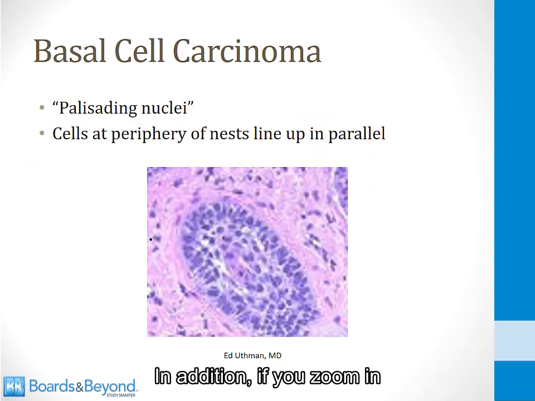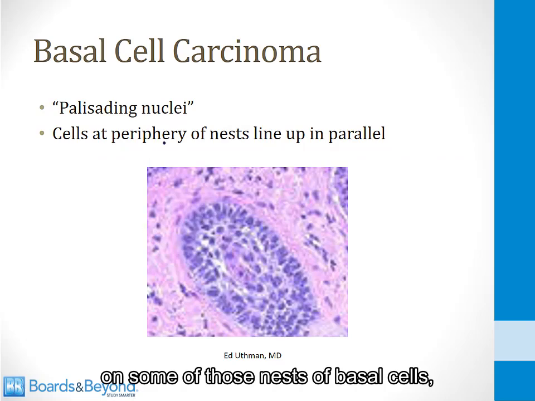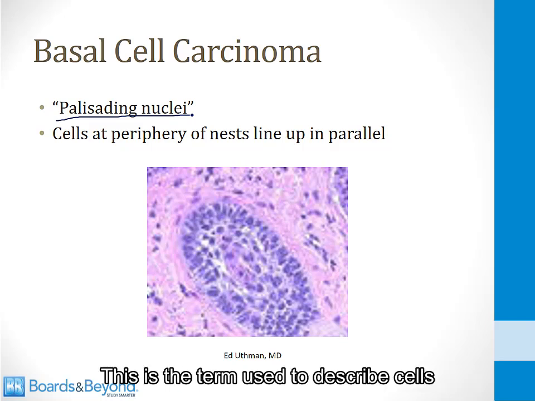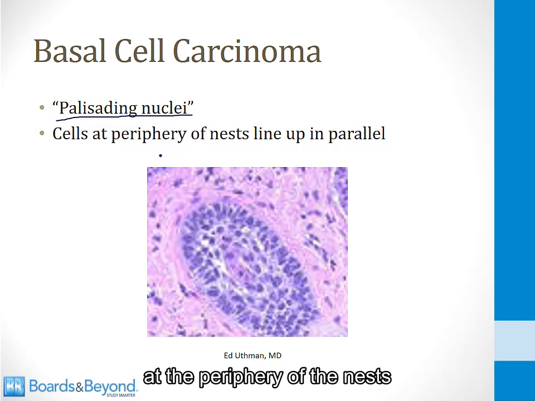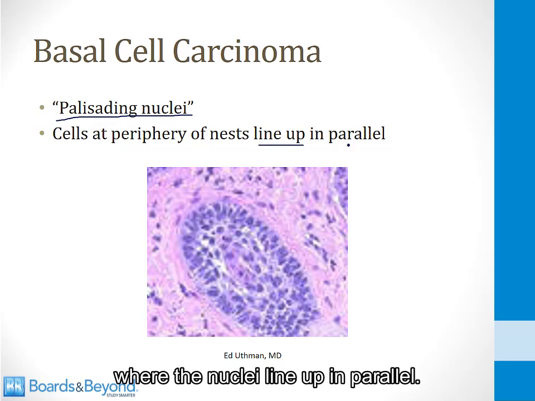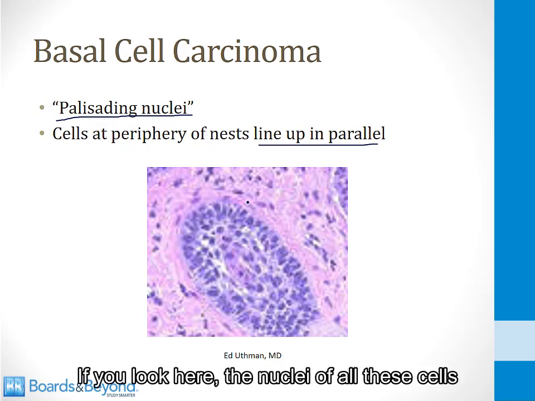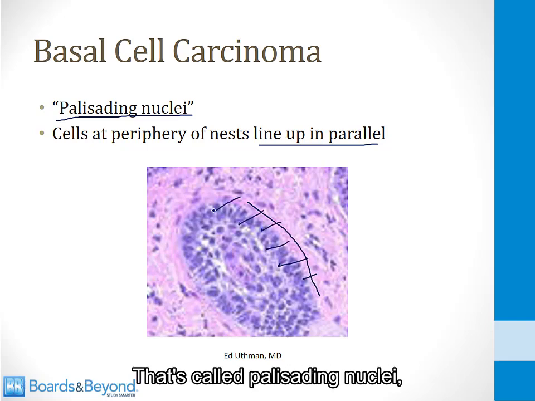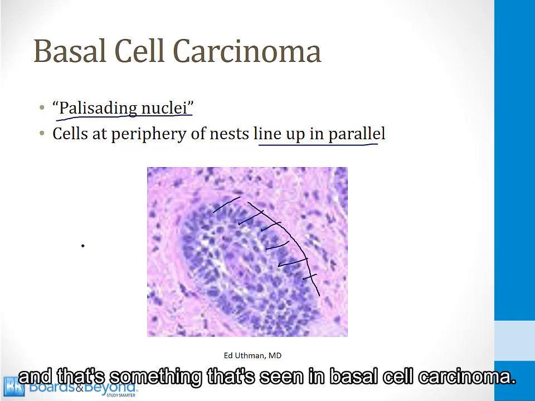In addition, if you zoom in on some of those nests of basal cells, you will see what's known as palisading nuclei. This is the term used to describe cells at the periphery of the nest where the nuclei line up in parallel. If you look here, the nuclei of all these cells are sort of lining up one beside each other. That's called palisading nuclei, and that's something that's seen in basal cell carcinoma.